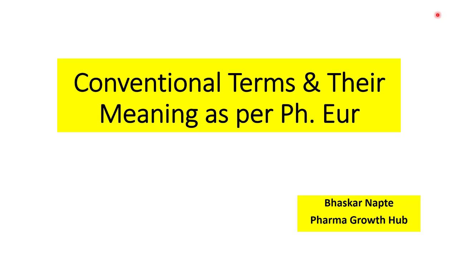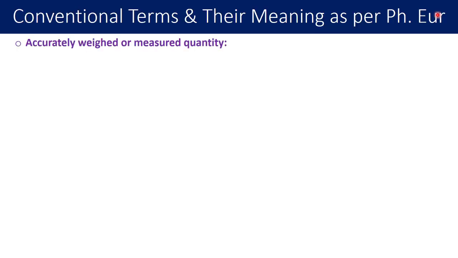Okay, so as you can see, we are going to talk about some of the conventional terms mentioned in Pharmacopoeia Europa and what is the meaning of those terms. We often come across certain terms during monograph reading and understanding general chapters, and these conventional terms are very important to be understood very well. That is the purpose of creating this video.